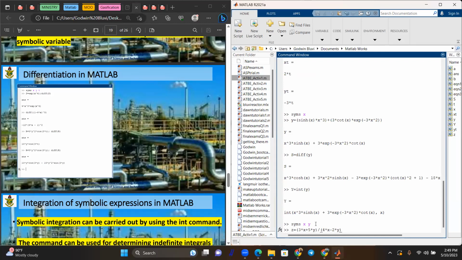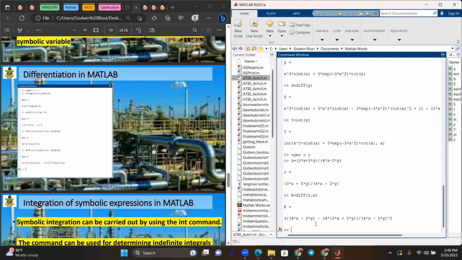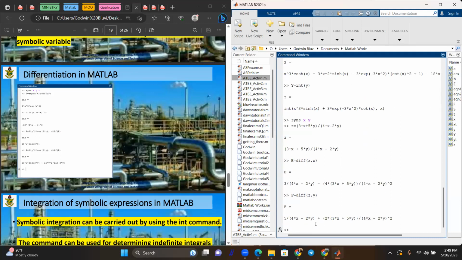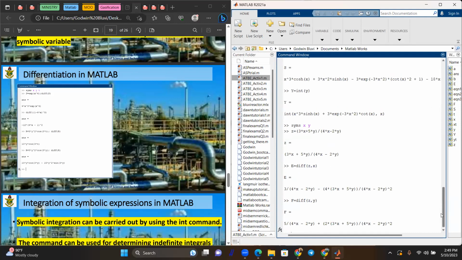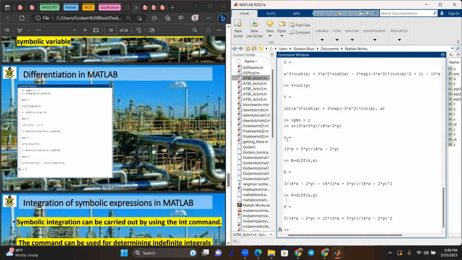If you want to differentiate, what we have to do is differentiate with respect to something. So differentiate z with respect to what? X. This is your answer. Then differentiate z again with respect to y. So you see the answers are different. When we differentiated z with respect to x, you can see the answers are different from when we differentiated z with respect to y. Do you understand?